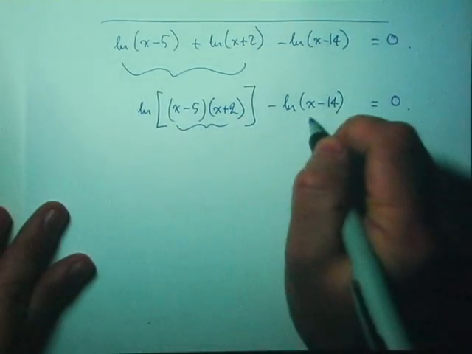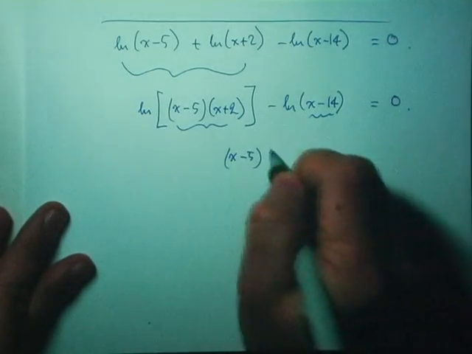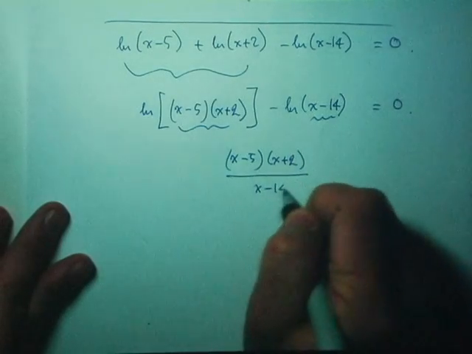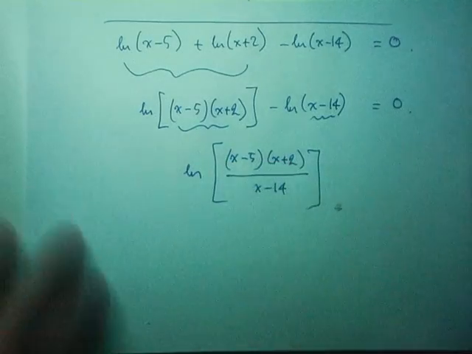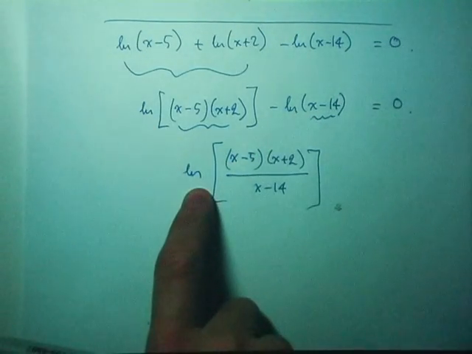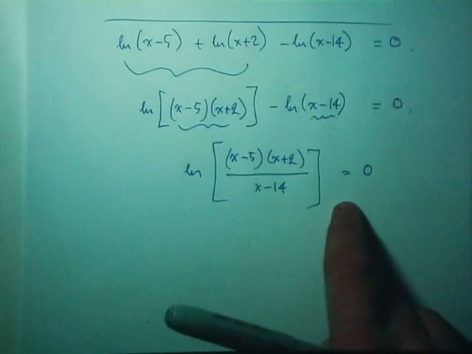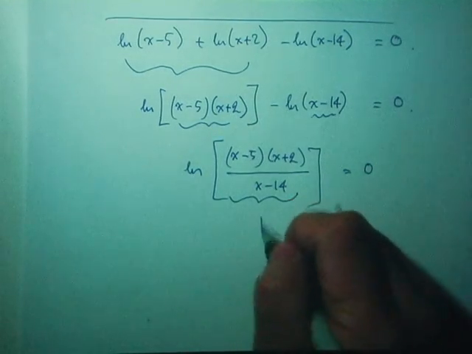These two expressions, I can now set them up into a fraction, x minus 5 times x plus 2, and you can divide all by x minus 14, and there, with my quotient there, I take natural log of that. So now I combine my two log terms into one log term, and equals 0. And here I am in my ordinary form. Okay, so here's the expression of my ordinary form.